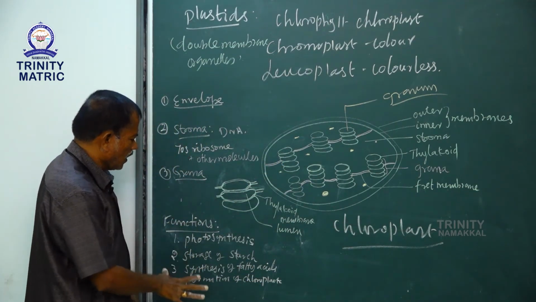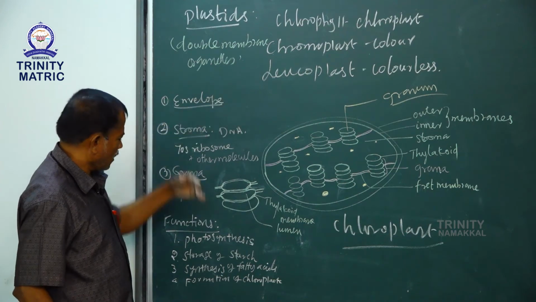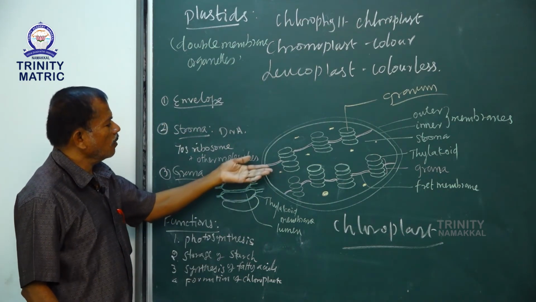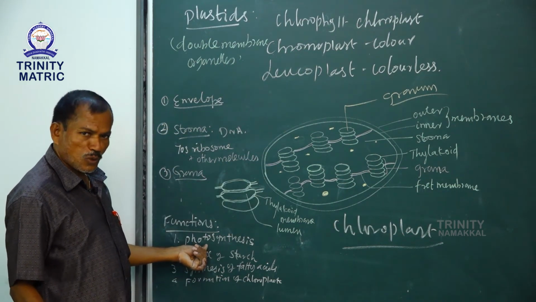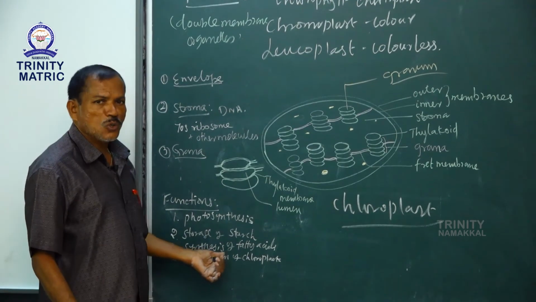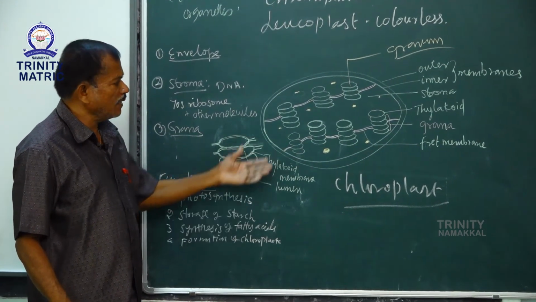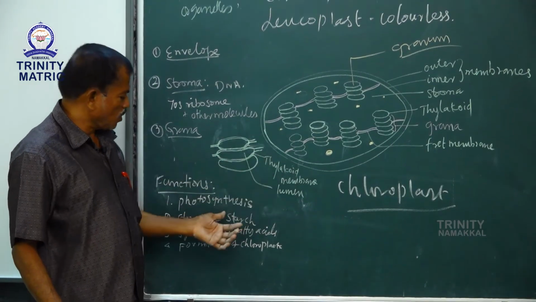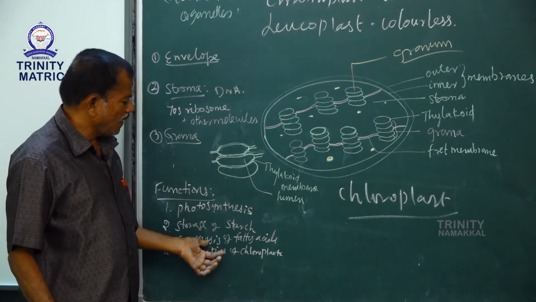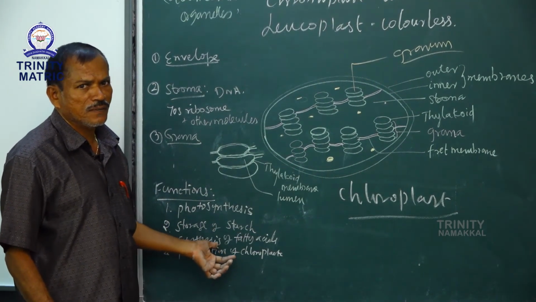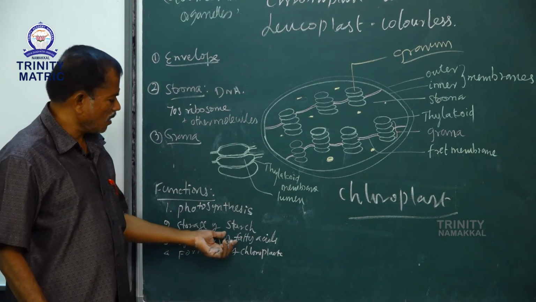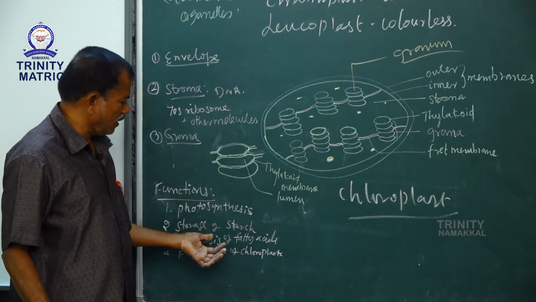Next one, what are the functions of a chloroplast? First, the chloroplast is mainly involved in photosynthesis and storage of starch. When the leaf prepares the food material, it is stored only in the leaf region. And the synthesis of fatty acid. This oil substance is also stored only in the leaf.